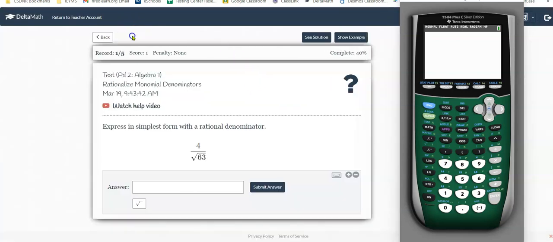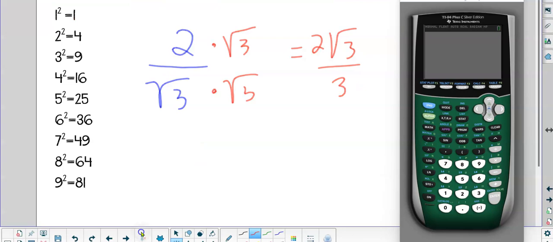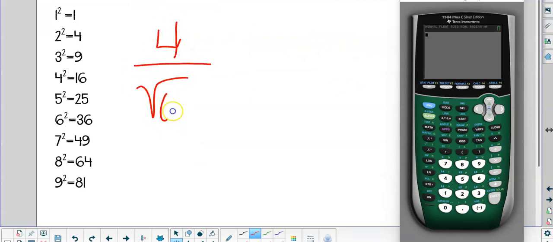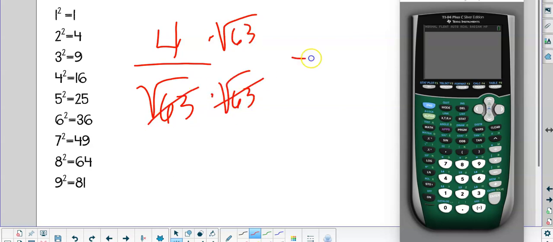Let's try this one more time. Let's rationalize this denominator. 4 over the square root of 63. We're going to multiply this by the square root of 63. We're going to multiply this by the square root of 63. This will become just a 63. And this will become the product. 4 square roots of 63 over 63.